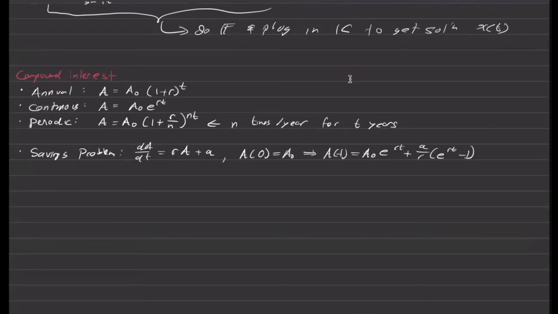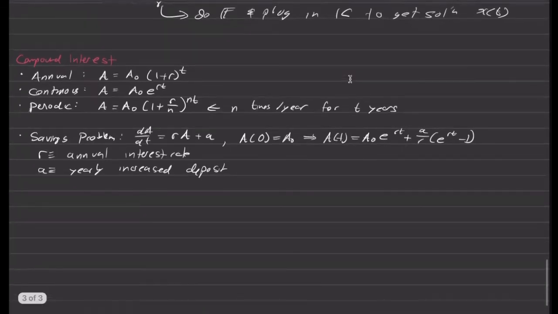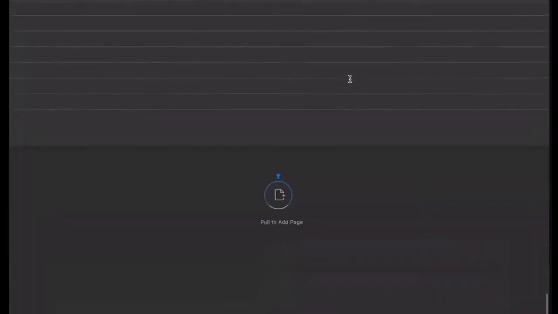And just as a refresher, r is going to be your annual interest rate, and then little a is going to be your yearly increased deposit. Okay, that covers everything that we need to know for, or not everything, but that should be broad strokes the concepts that you covered for exam 1.